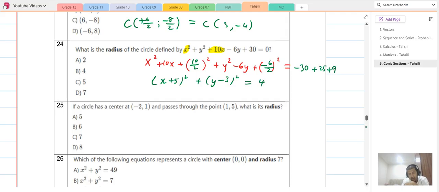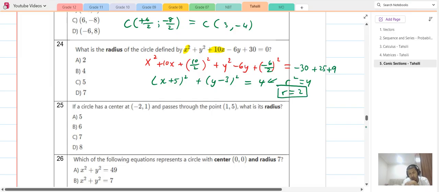Okay, now how did we get 4? Minus 30 plus 25 is minus 5. Minus 5 plus 9 is 4. Now the value of 4 is r squared. R squared is equal to 4, so r is equal to 2. And that's how you solve from the general equation what is the radius. So the radius is 2. I hope you understood that.